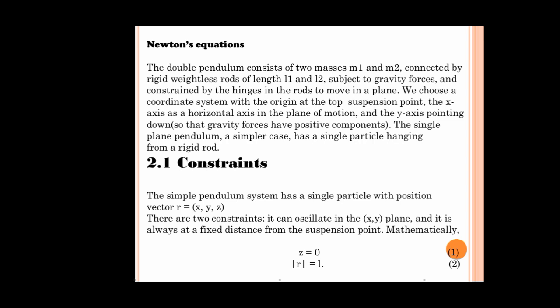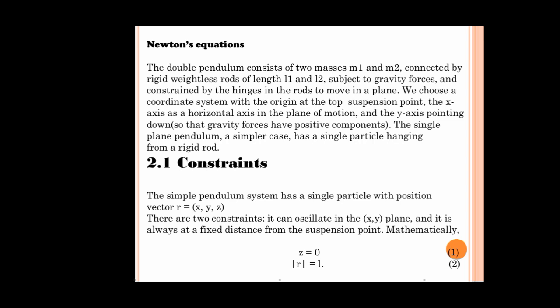To describe the motion in the plane, we choose a coordinate system with the origin at the top suspension point, the x-axis horizontal in the plane of the motion, and the y-axis pointing down, as in the single plane pendulum, and similarly as in the case of a single particle hanging from a rigid rod. Okay, so we have the constraints. So it's a constraint, and we will directly jump into the equation.